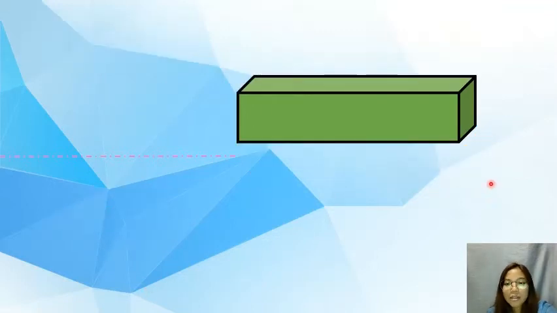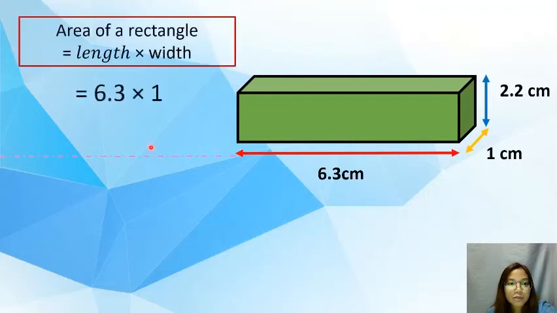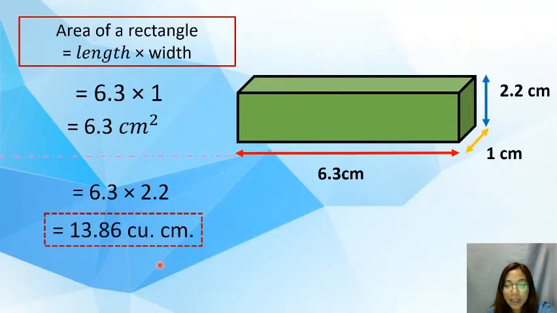Another example. So we have the length, which is 6.3 centimeters. The width is 1 centimeter. The height is 2.2 centimeters. So let's first get the area of the base, which is the rectangle. So that's 6.3 times 1. So that's 6.3 square centimeters. Then multiply it by the height. So 6.3 times 2.2. It is equal to 13.86 cubic centimeters.